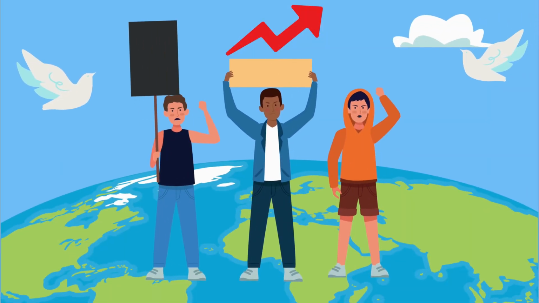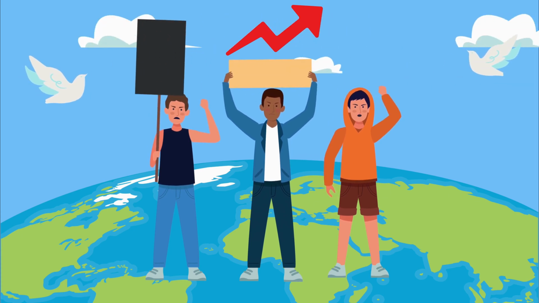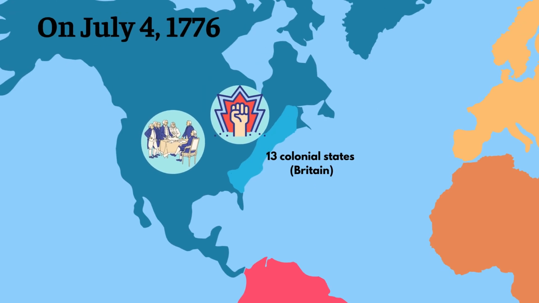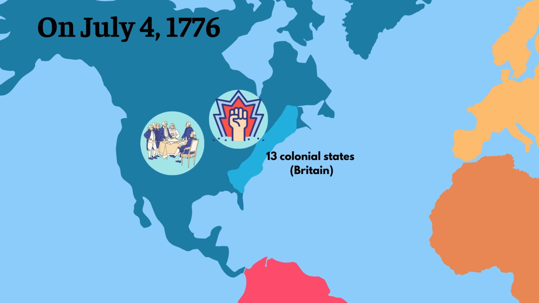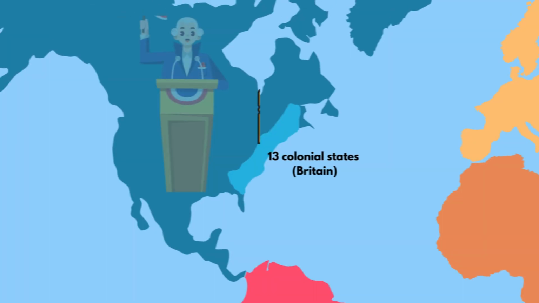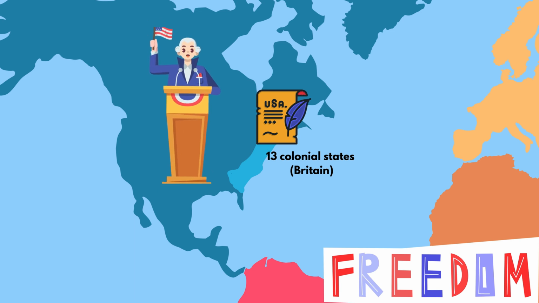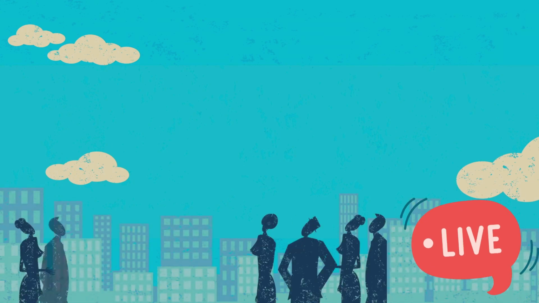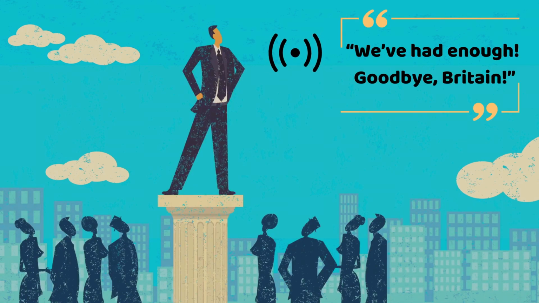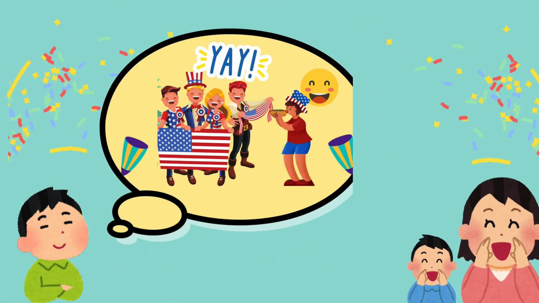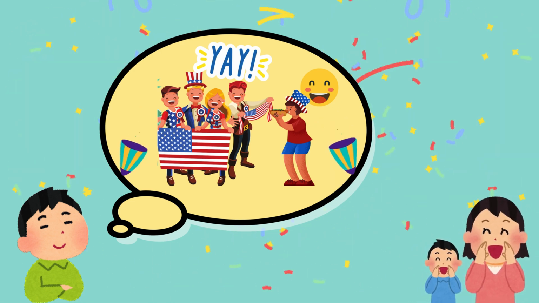As the protests continued to grow, the colonists rose up against British rule and desired freedom, leading them to decide, it's time for independence. On July 4, 1776, after months of struggle and negotiation, the Continental Congress adopted the Declaration of Independence, officially proclaiming the 13 colonies as free and independent states. This was a heroic moment when the colonial leaders stood up and declared, "We've had enough. Goodbye, Britain." Imagine this scene, with the shouts of joy, brilliant fireworks celebrating Independence Day, and hot dogs.